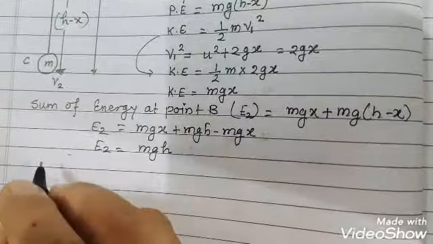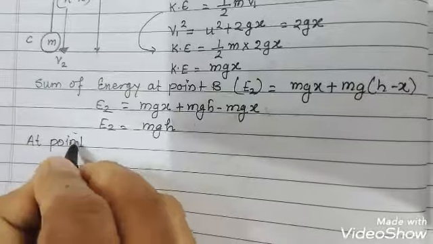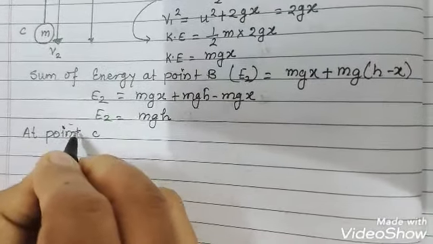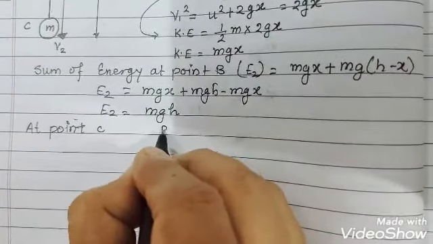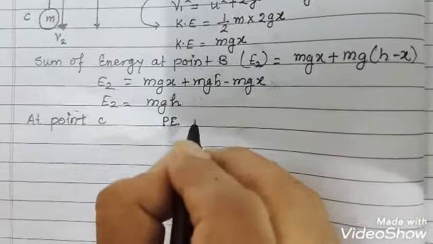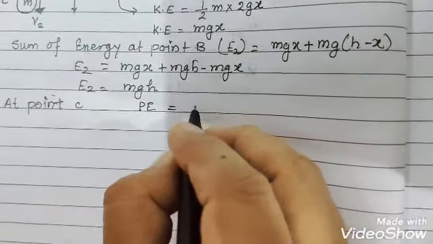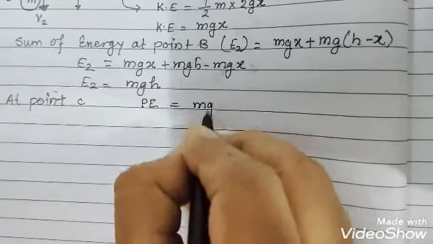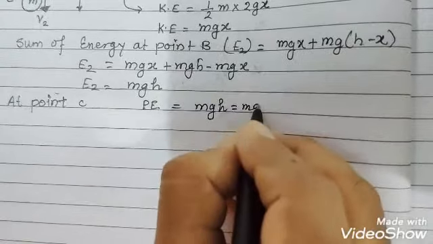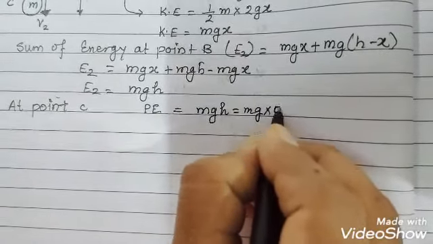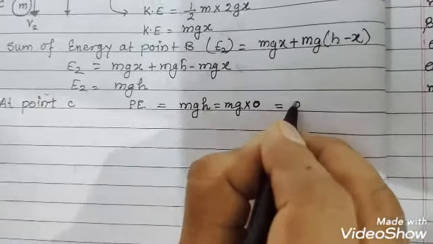Now we'll see next at point C, that is at the ground. Here you will find the potential energy, because no vertical distance is there, that means it is at the ground only. So according to this we'd write mgh, but here h is 0, no vertical distance is here, so the potential energy will become 0.